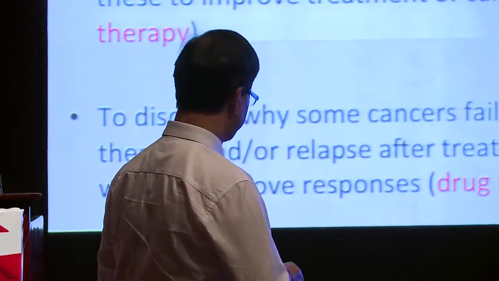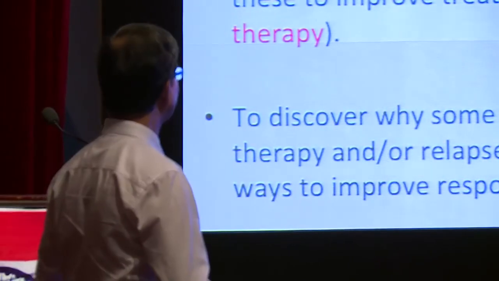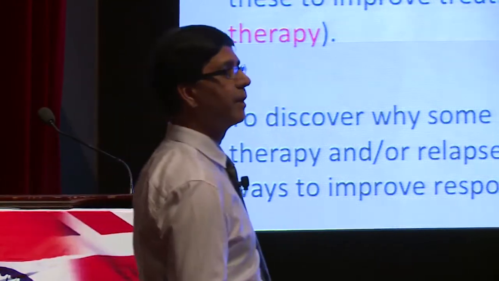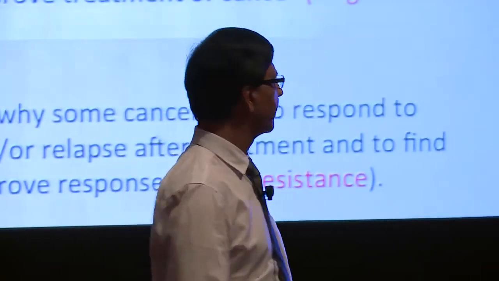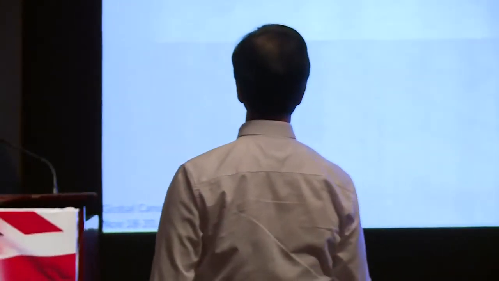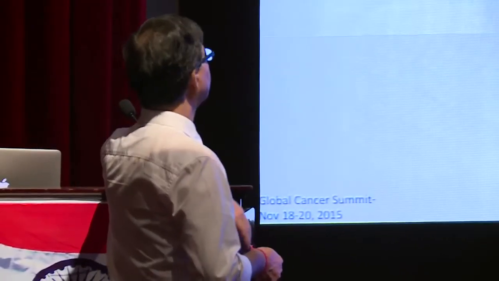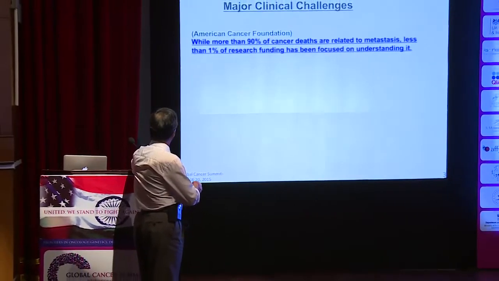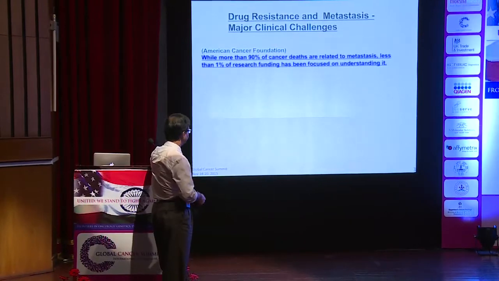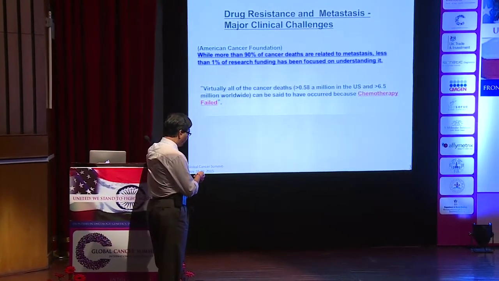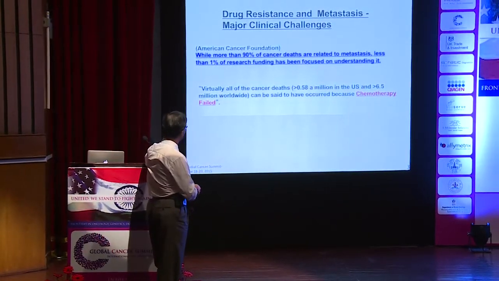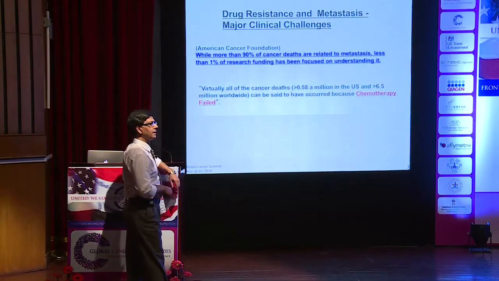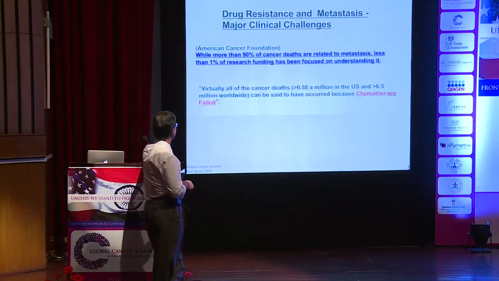So the third one is to discover why some cancers fail to respond to therapy and/or relapse after treatment, and to find ways to improve responses. I think this is another very important area because more than 90% of cancer-associated deaths are related to metastasis. And unfortunately, only 1% of effort is spent to understand the process of metastasis. Virtually all the cancer deaths can be said to have occurred because the therapy failed, because these patients did not respond to the existing arsenal of anti-cancer drugs, so they died.